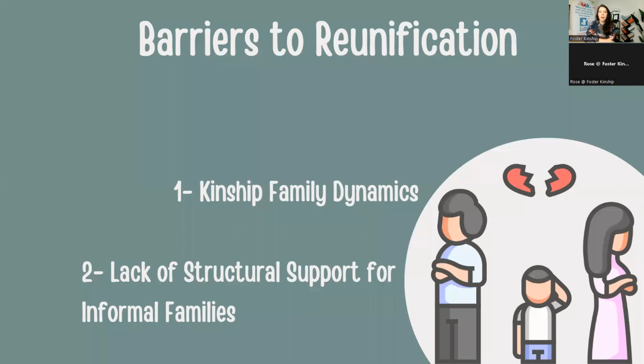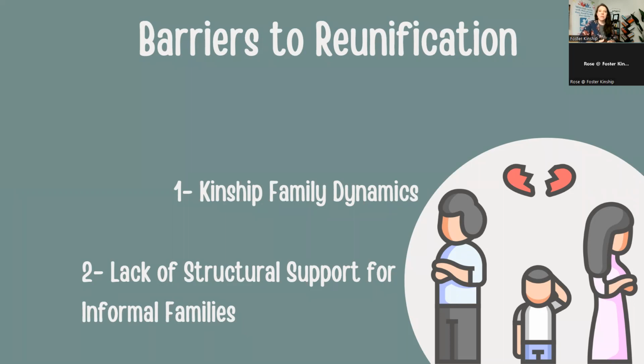So I want to talk a little bit about a couple of barriers to reunification that we see, specifically in the kinship dynamic. There are two barriers that we see overall, and there's probably more, but we're going to address two today. The first is kinship family dynamics, and the second is a lack of structural support for informal kinship families. The kinship family dynamics barrier really impacts all kinship families, whether they're in foster care or not in foster care. So that one is relevant to all the work that we do.